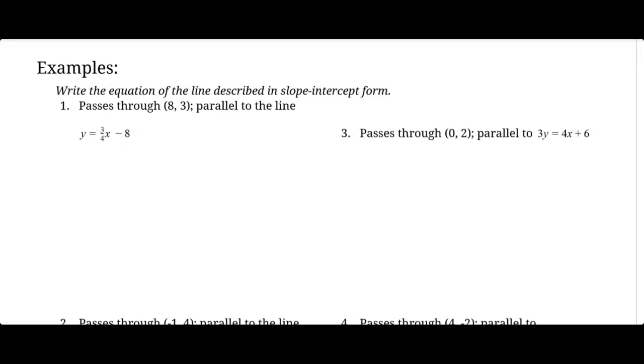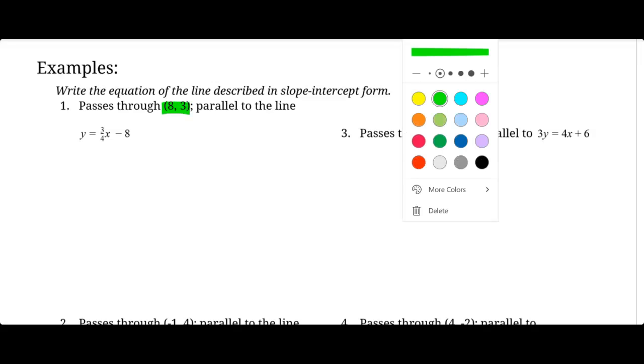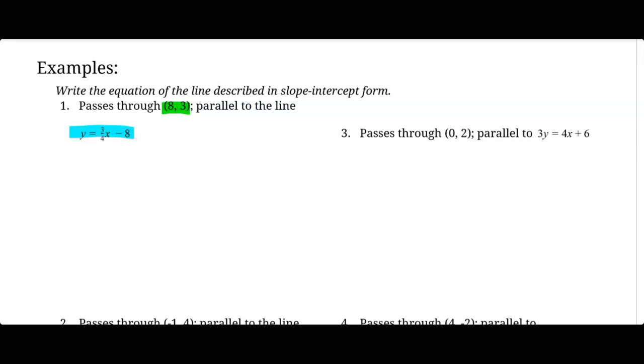So example 1 will pass through this point of 8, 3, and we want it to be parallel to this line of y equals 3/4 x minus 8. So the first thing we want to do is find the slope, because you need a slope and a point to find the equation of the line. So my slope of this line here is 3/4. It's the m, it's the part on the x, right? So the parallel slope will be the same. So it'll still be 3/4.